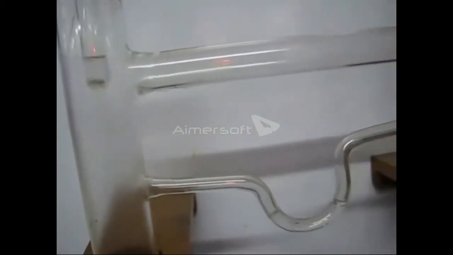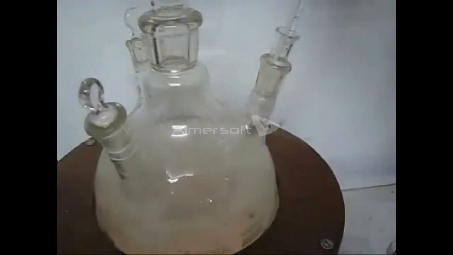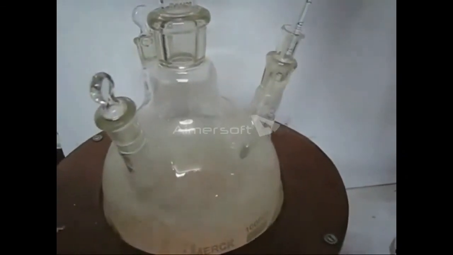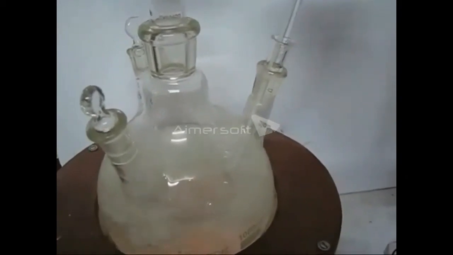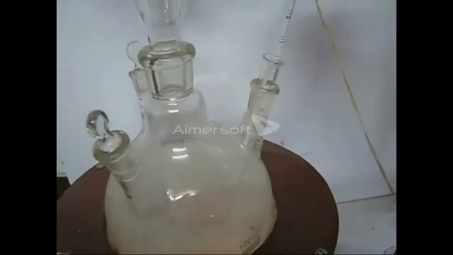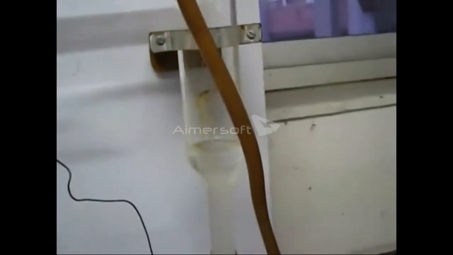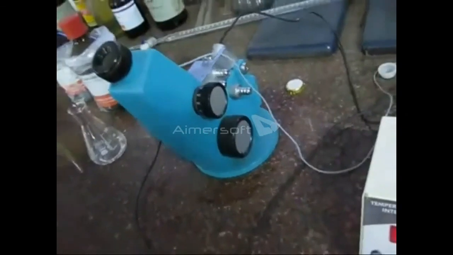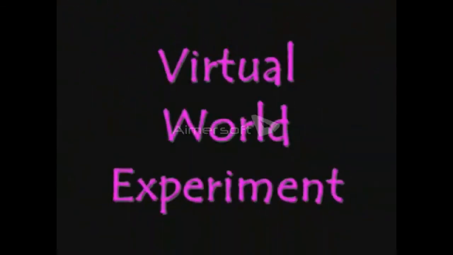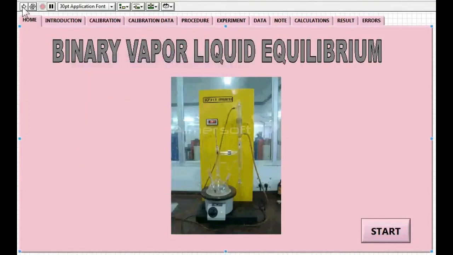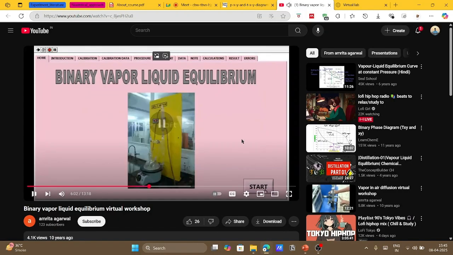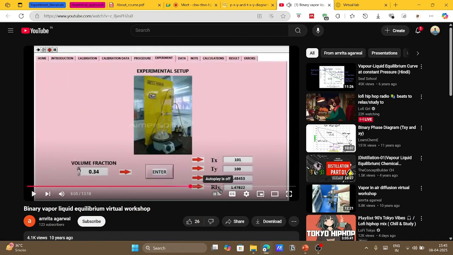We measure the temperature. Equilibrium is marked when the temperature is steady in both the liquid and the vapor phases. This is the condensed vapor which is collected. Now using the refractometer as shown, we can measure the refractive index. Now next we have the virtual lab experiment. So this setup won't work for us, so I will skip this.